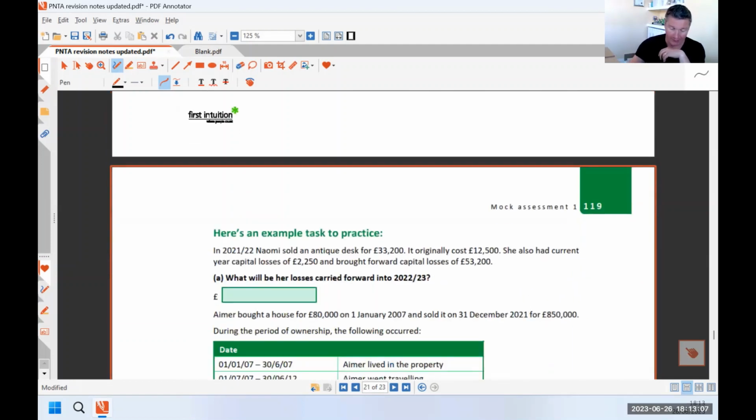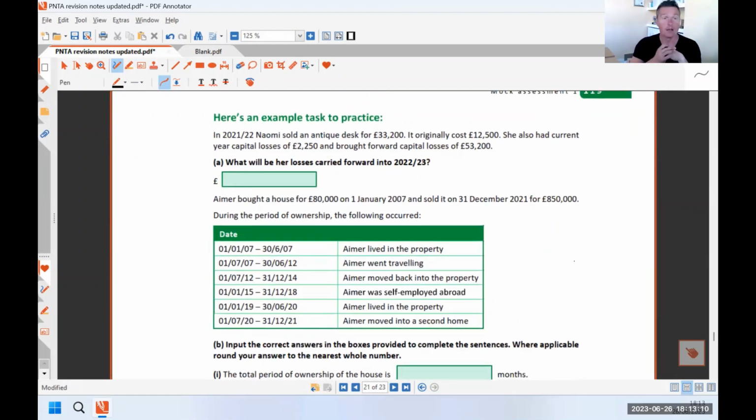capital gains tax relief. So this question here is really typical for the sort of thing that they are getting at, because they're getting at it for one reason. So we're not looking to see what her gain or tax is in this question. We're looking at what her losses carried forward will be into 22-23, and we're getting at something for one reason, which we'll come to in a second. So Naomi sold a desk for £33,200. Originally cost £12,500. So we've got £33,200.